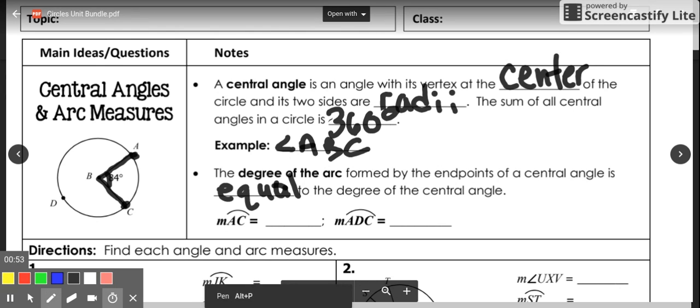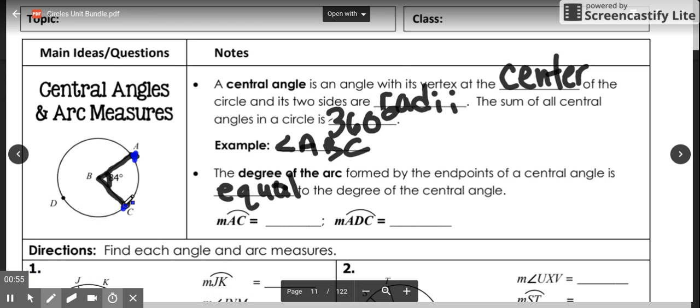I thought I switched color. Let me try again. These are my endpoints. They form this arc. So the curved part represents the arc on the outside of the circle. So if the 84 is the central angle, then the blue part I just highlighted, the arc, is also 84 degrees. So notice they have the measure of arc AC is 84 degrees.